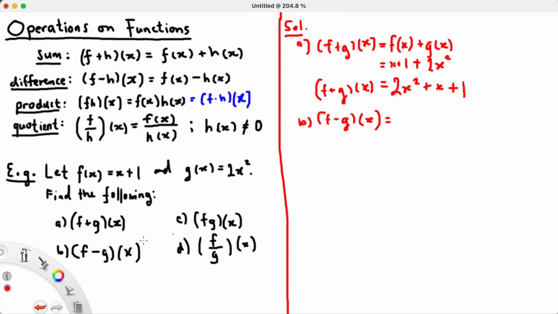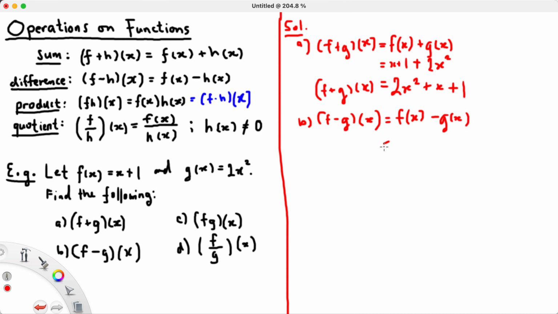So again, remember the difference is not commutative. So it's important to write down, and you need to be very particular with the signs here, which most of the students get wrong whenever they write. They tend to forget about the signs. So please don't. Minus g of x.